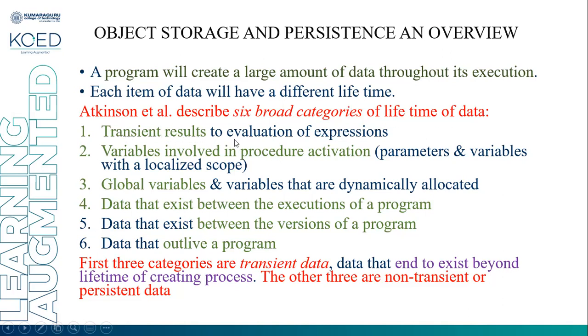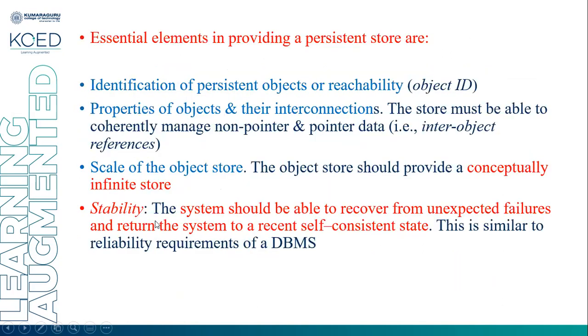So the six broad categories of lifetime of data are: transient results, variables involved in procedure activation, global and dynamically allocated variables, data that exists between executions of the program, data that exists between versions of the program, and data that outlives the program. The first three categories are transient data. The other three are non-transient, or persistent, data.